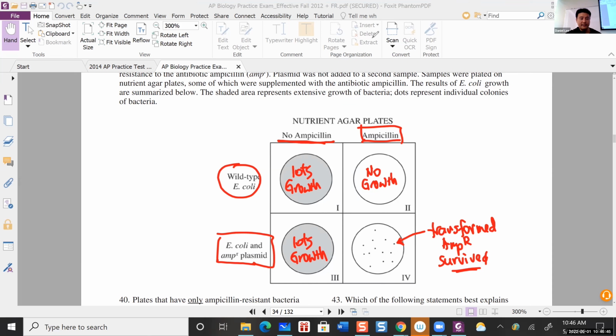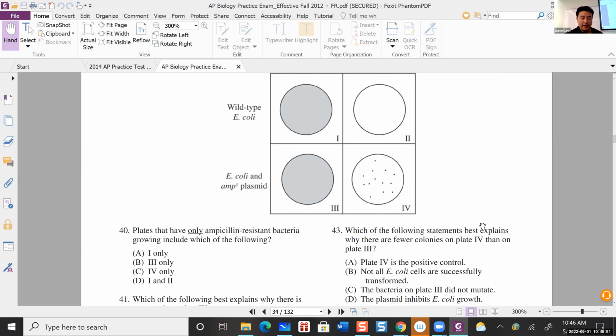Okay, so what are we doing here? We're looking for plates that only have ampicillin resistant bacteria growing. So no wild type, only ampicillin resistant. Because only the ones that have ampicillin resistance survive, the answer is C, all right? So you just have to read the data, it's not too bad.